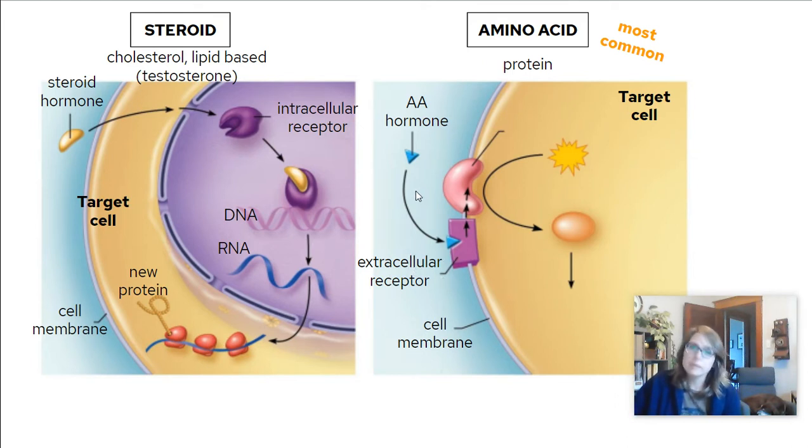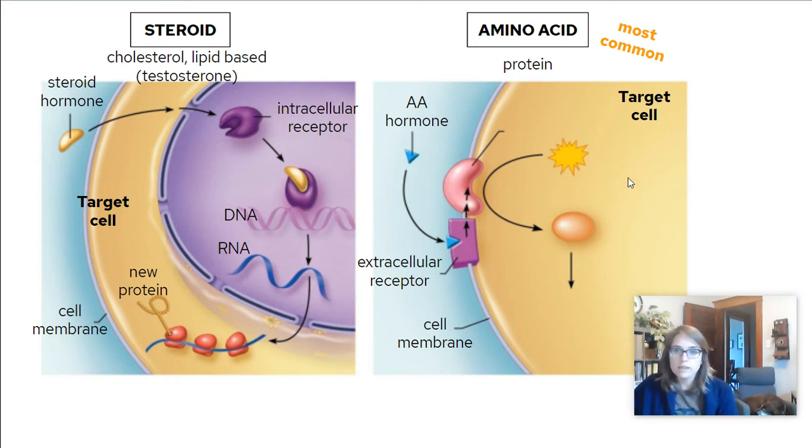So it does not go into my cell, but instead it starts this whole cascade of processes. It is not important that you know every step of this process. All I want you to know is that an amino acid hormone only attaches to the outside. It does not go in and it does not influence direct gene activation.